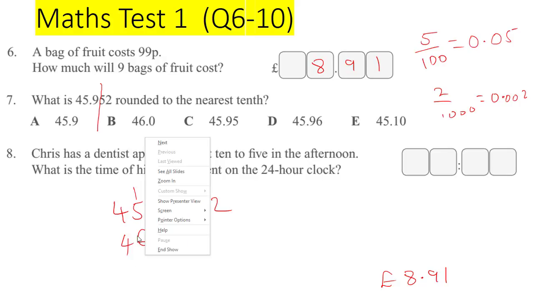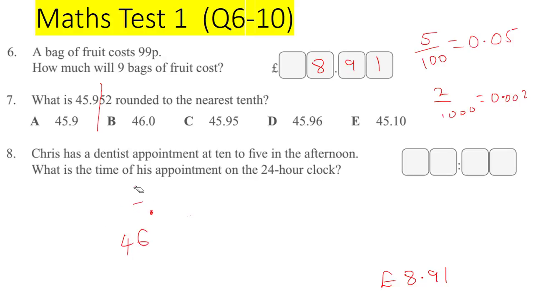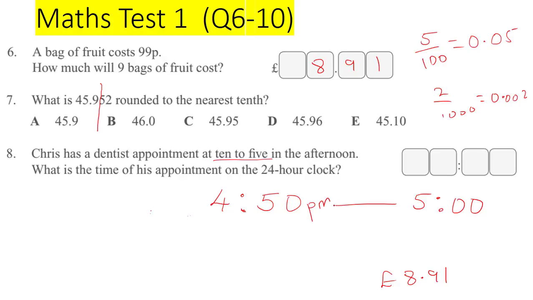Now question 8 says, Chris has a dentist appointment at 10 to 5 in the afternoon. So it's 10 to 5, which means it's not 5 o'clock, because it's 10 minutes to 5. So it is still 4 o'clock. 10 minutes before 5 o'clock means it is 4:50, right? Because if I add 10 to this 50, it takes me to 5 o'clock on the dot. So 10 minutes before 5 is 4:50 p.m. But you see this one is 24 hour, this is 12 hour.